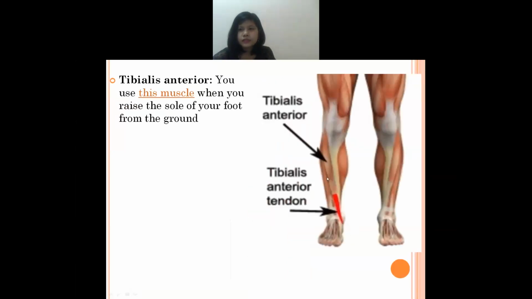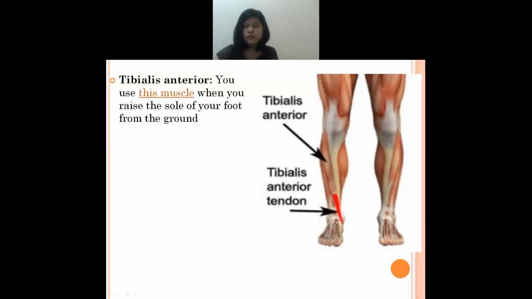The next is tibialis anterior. This one. So this is the tibialis anterior. Where do they lie? They are situated here, just below your knee, at the front part of your leg. And they are responsible for raising the sole of your foot from the ground.